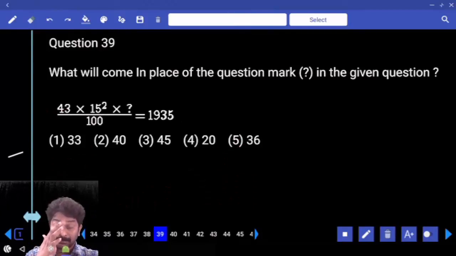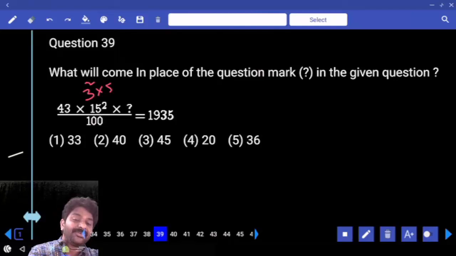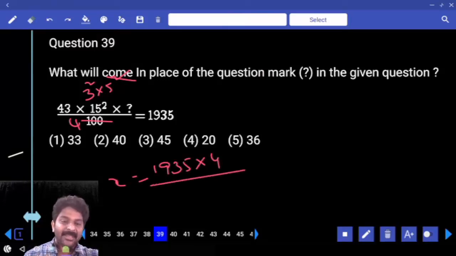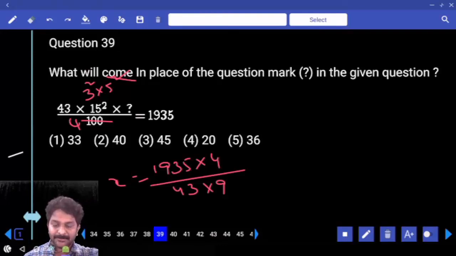Over. Can we write 15 square as 3 square into 5 square? 5 square cancellation in 100, you'll get 4 only. Then x is equal to 1935 into 4 divided by 43 into 3 square, 9. Is this clear? Come on, two options are 9.